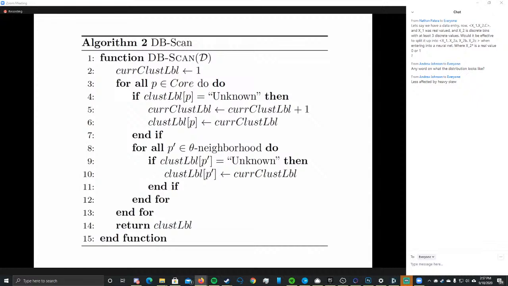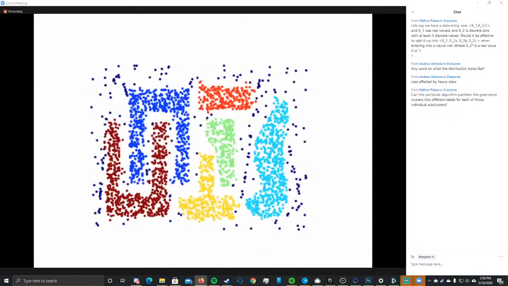After we've done that for that point, we look at the neighborhood around it, all of the points within that hypersphere, and we look to see if any of those points are unlabeled. If they are unlabeled, then we assign them the same cluster label as the point we just labeled. When we're done, we return the set of cluster labels as well as the clusterings on the points. What we find is that DBSCAN will now give us this as our clustering, where lo and behold, we have 6 labels.